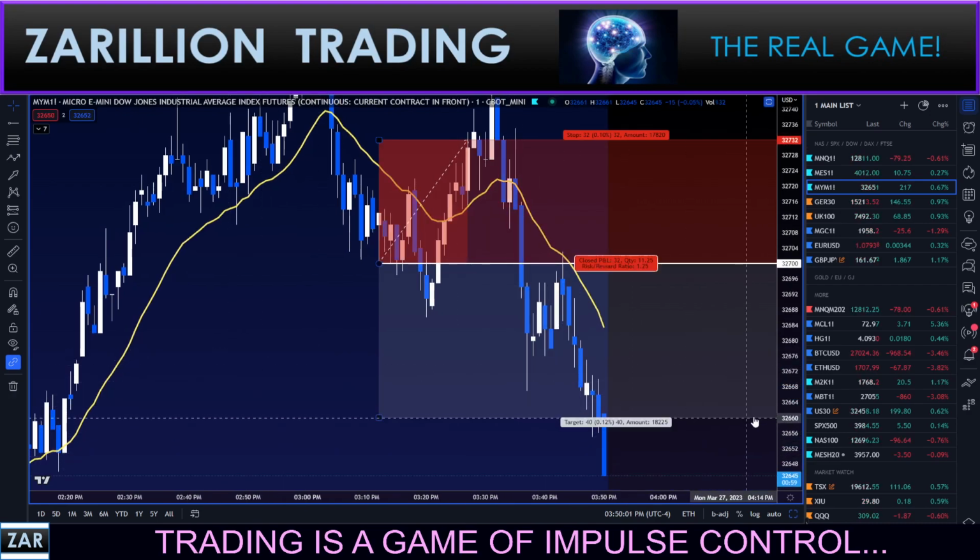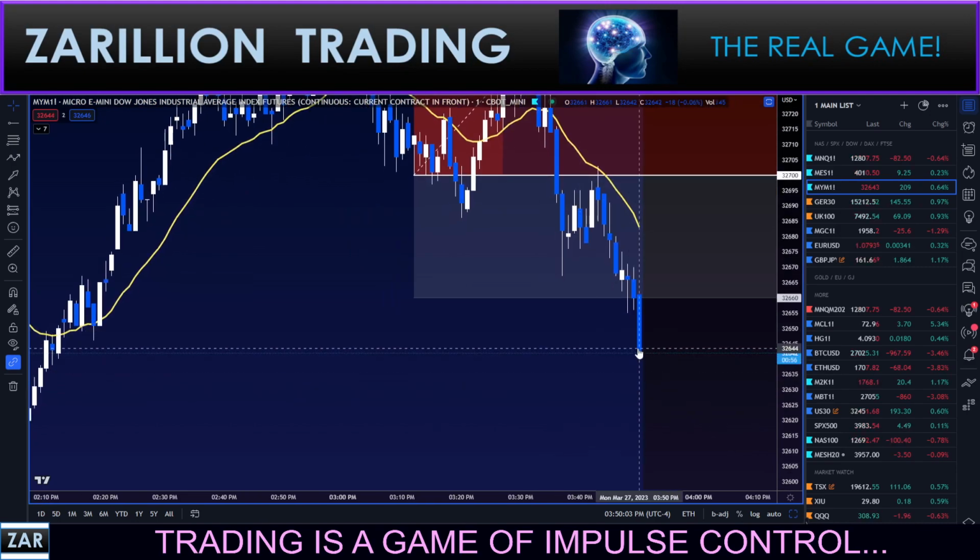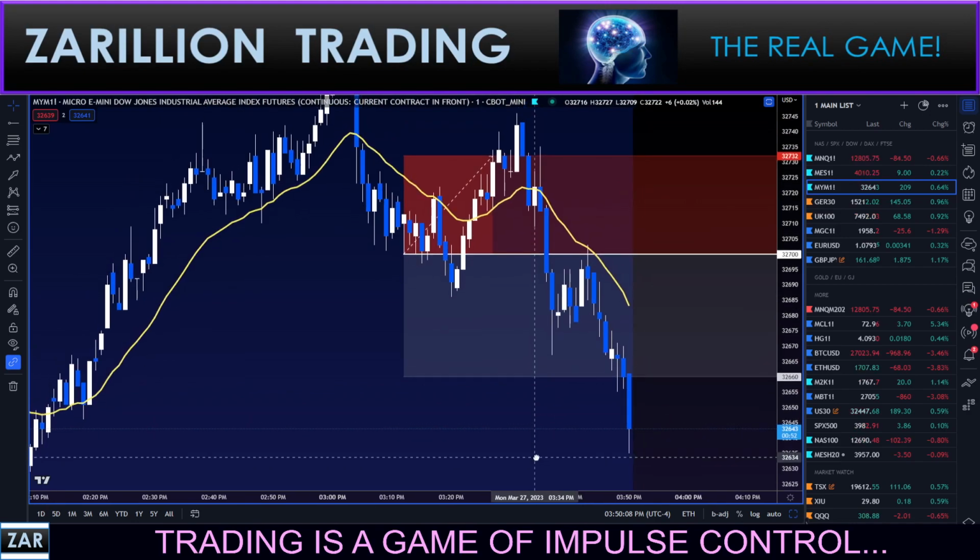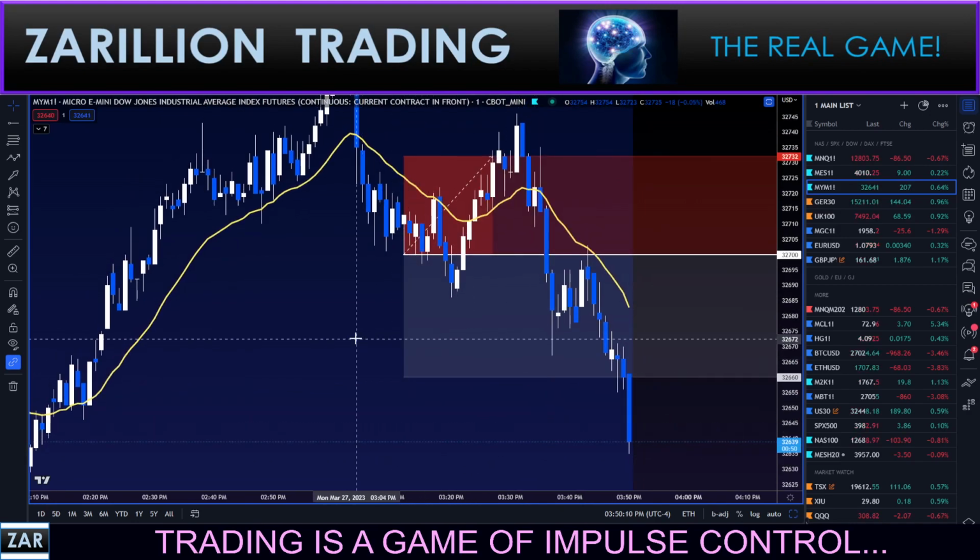Okay, so we would have hit it. See that pop? That was the algo. That would have taken us right through the target and beyond. But there's no way to know that. So I'm happy with taking 40 points off the table here.